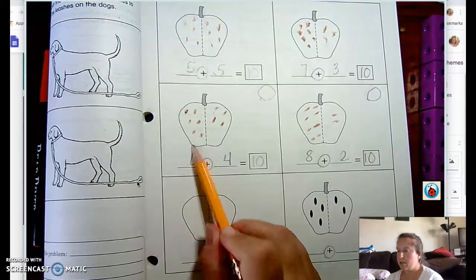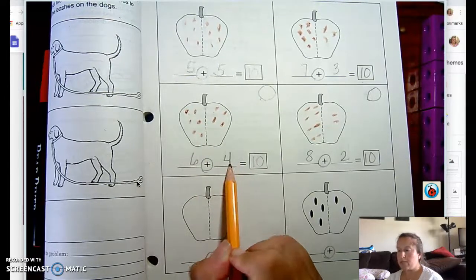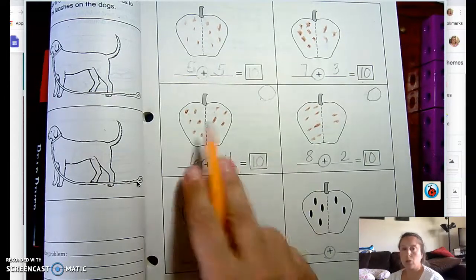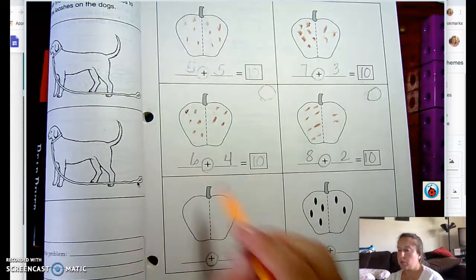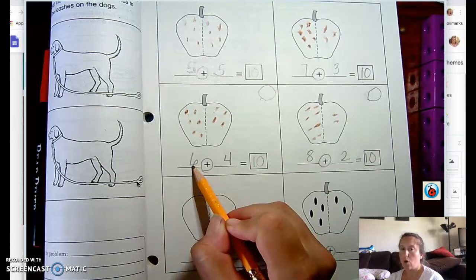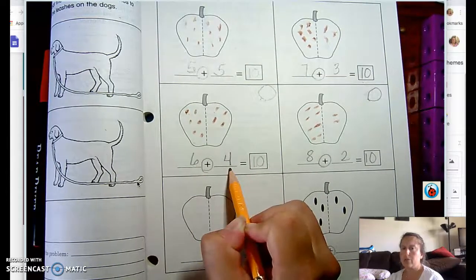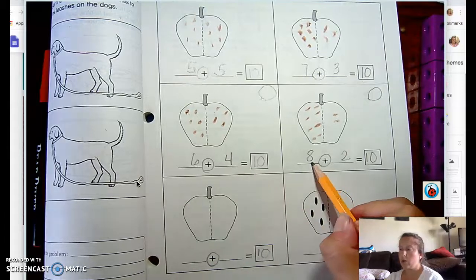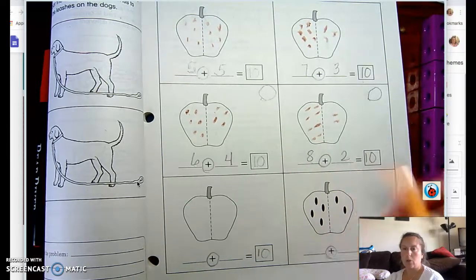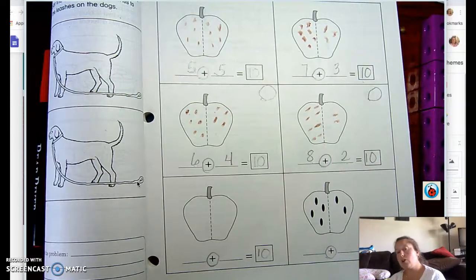I made 6 on the left and 4 on the right to make 10. You could have also switched those addends, which would mean that there would be 4 over here and what over here? 6. And over here, the combination I chose was 8 on the left and 2 on the right. I could have also switched those. You could have also done 9 and 1. You could have also done 0 and 10, 10 and 0, or 1 and 9.